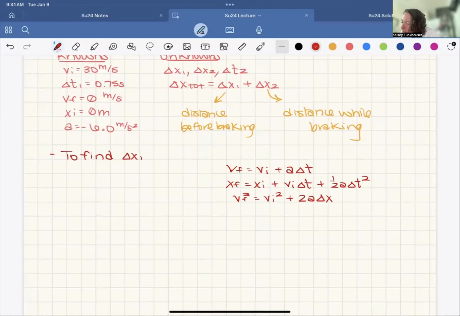So one thing I want to do is, for this specific chunk of time, let's just write down what our knowns are. So we have an initial velocity, 30 meters per second. We're not accelerating at this point, so 0 meters per second squared. And we have a time interval of 0.75 seconds. And then we want to know what our displacement is, okay? So let's go through these equations looking for those.